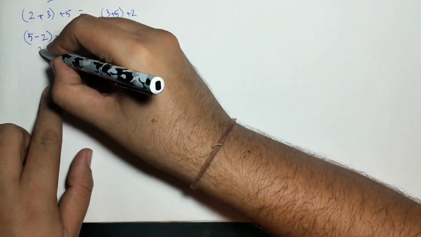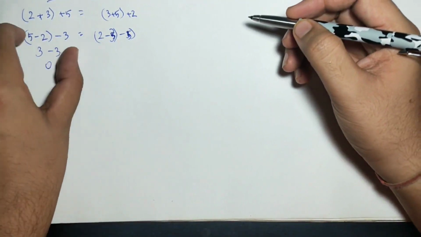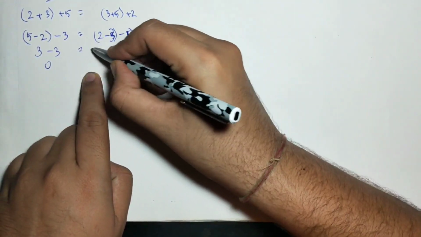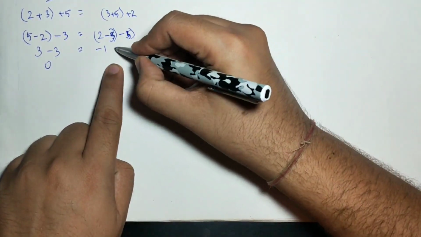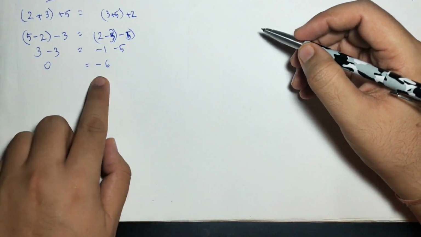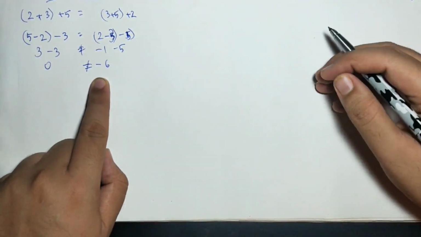What is 5 minus 2? It is 3. What is 3 minus 3? 0. Left hand side will come 0. Over here, what is 2 minus 3? It is minus 1. And there was a minus 5 over here. So answer will be minus 6. Are they equal? No, they are not equal.